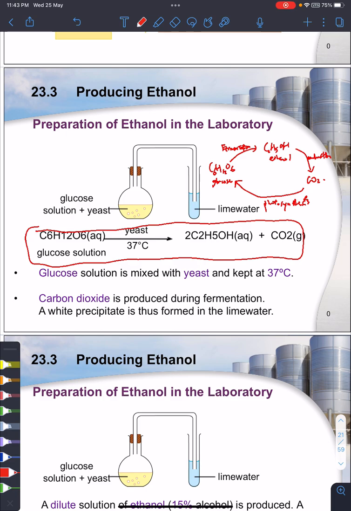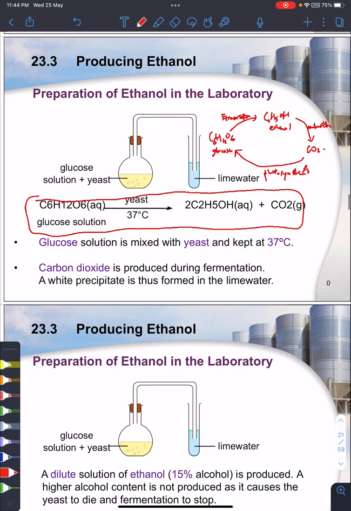So it must have yeast. It must be kept at 37 degrees. So they can actually ask you, why must it be 37? Why if it's too high? Why if it's too low? I believe you may have learned it even in primary school, right? If it's too high, the enzymes will get denatured and your yeast will die. And without the yeast, the reaction cannot take place. If it's too low a temperature, the yeast will basically hibernate, also cannot react. So there are a few key conditions: 37 degrees, yeast, essentially.